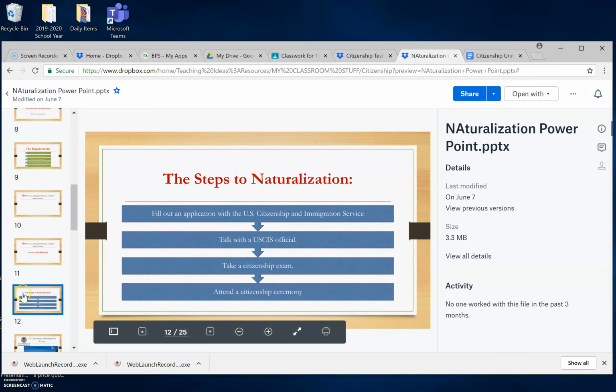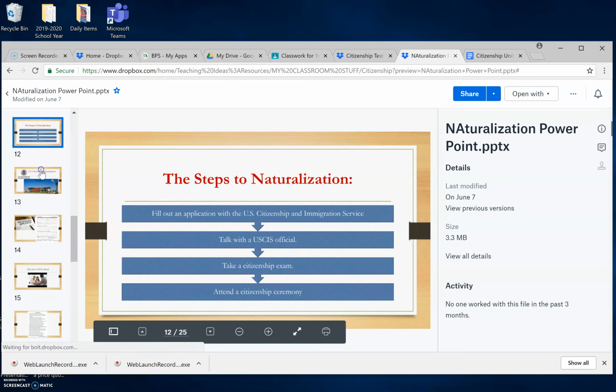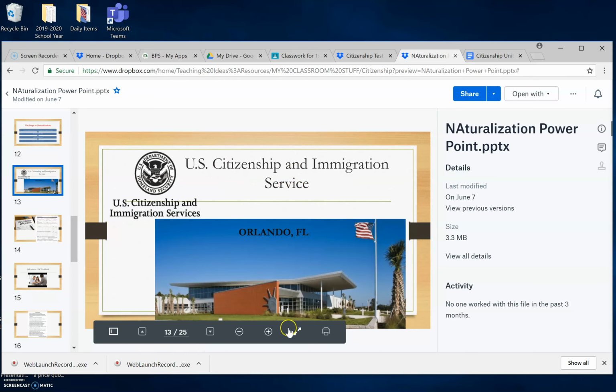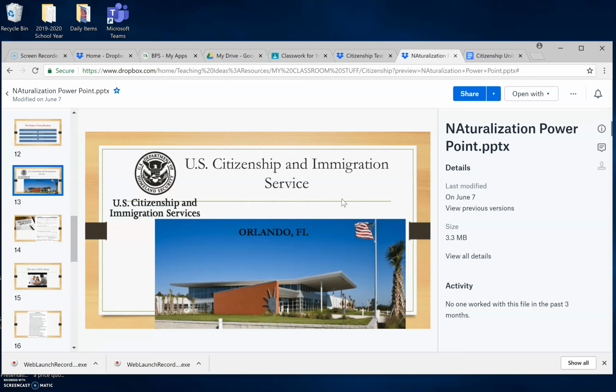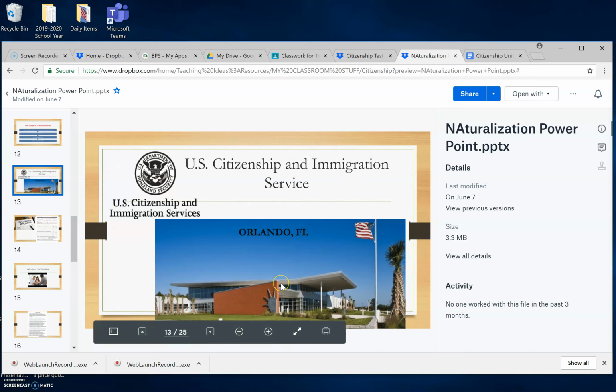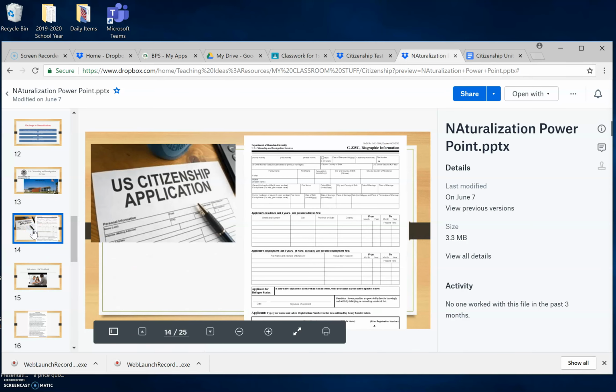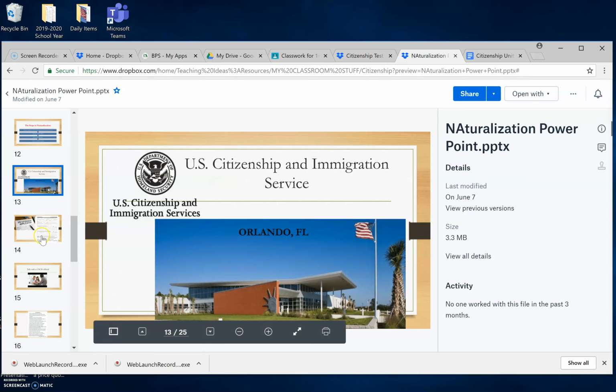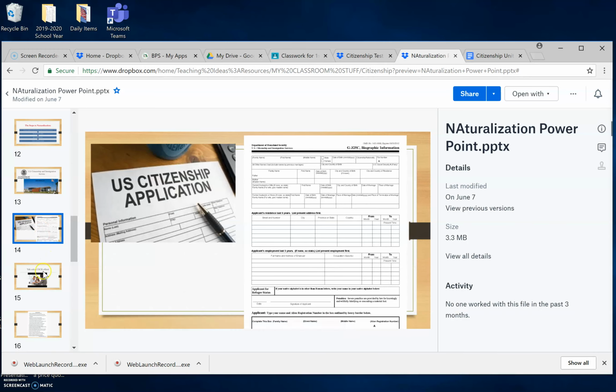Here's the process. And then here's the office. This is kind of interesting. In Orlando, the U.S. Citizenship and Immigration Service in Orlando. This is where it all begins. Excuse me, I am so sorry. So this is where it all begins for citizens. They come in, they apply. Here are the steps, guys. You go to this office. You apply. There's the application.